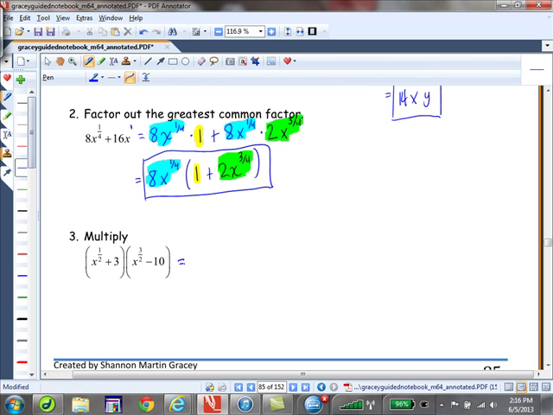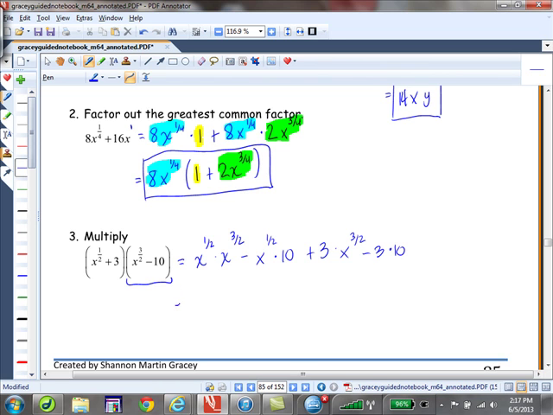All right, next up we need to multiply. So I'll distribute the x to the 1/2 times the second factor. So we have x to the 3/2, and then minus x to the 1/2 times 10. And then plus 3 times x to the 3/2 plus or minus 3 times 10.